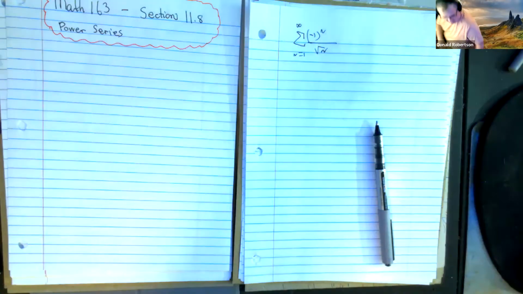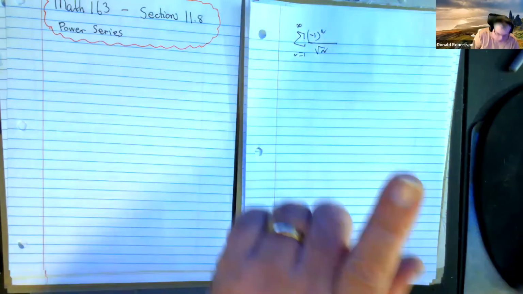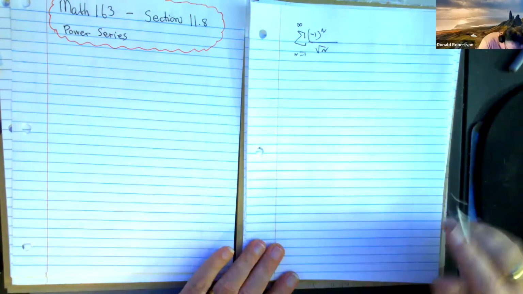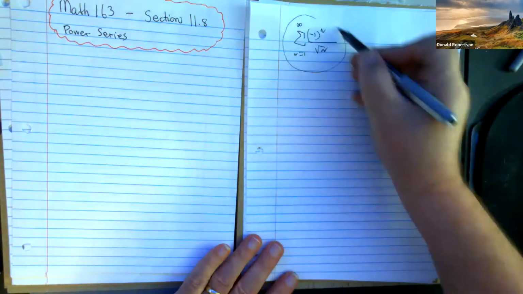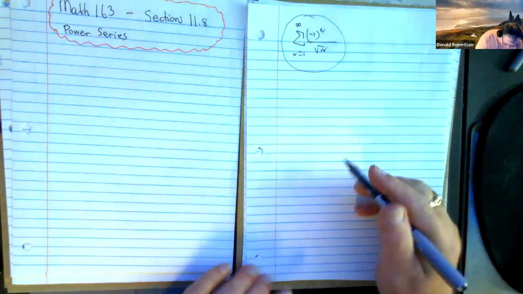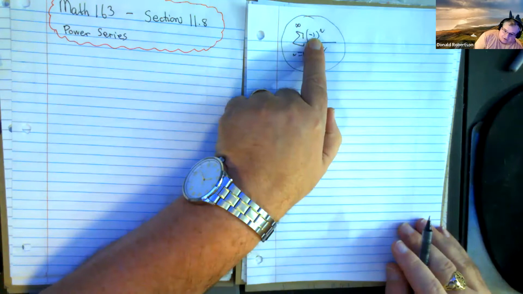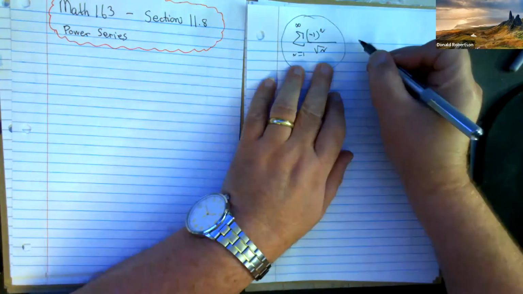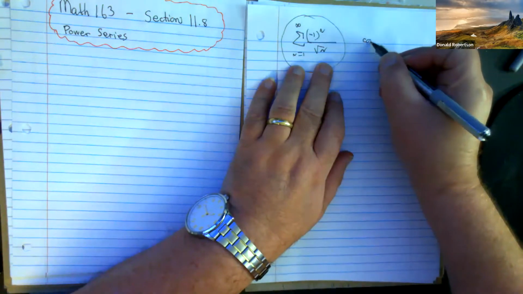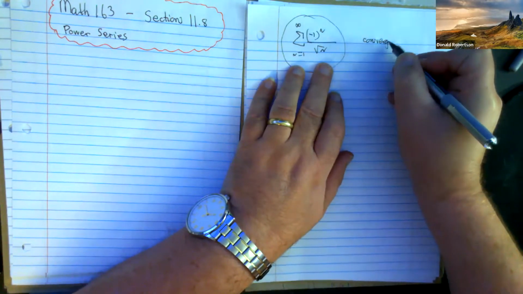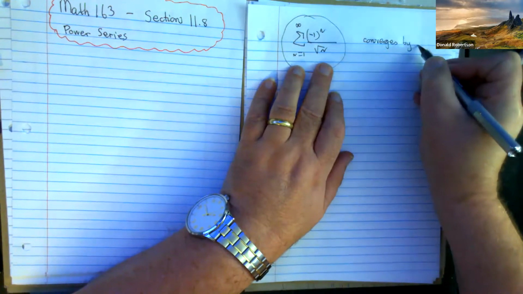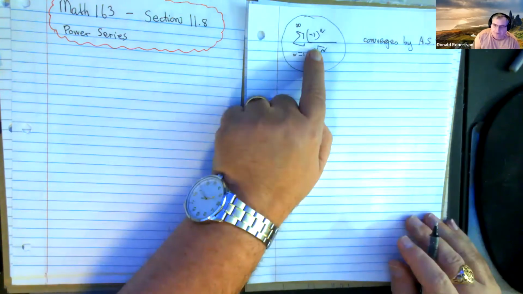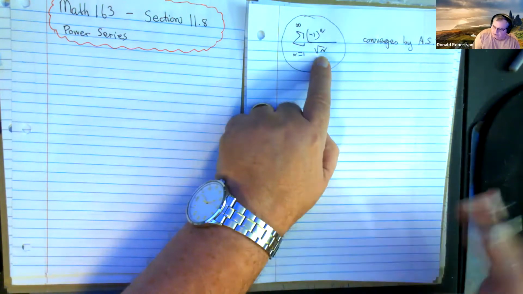There we go. Okay, now I want to know what kind of convergence this series has. If you do nothing to it, you leave it exactly as it is, I can see that as an alternating series. It's got (-1)^n over square root of n. And I can prove to you that that series converges by the alternating series test.